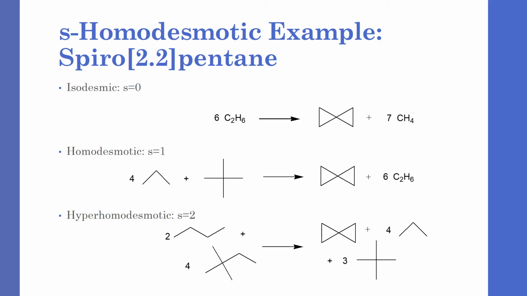This slide shows examples of the isodesmic, homodesmotic, and hyperhomodesmotic equations for spiro-2,2-pentane. You can see that in the isodesmic equation, the number and types of bonds are conserved. In the homodesmotic equation, it is an isodesmic equation that also conserves the valence environment around each atom. In the hyperhomodesmotic equation, it is a homodesmotic equation that also conserves the valence environment around each set of 2 bonded atoms.